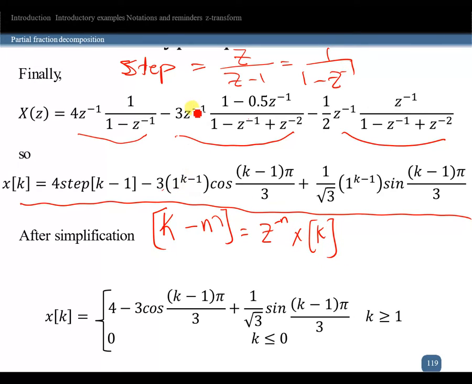Here you have the z⁻¹. That means all of the system that has a z⁻¹ will be shifted by k − 1. Here it was 1^k. Here will be 1^(k − 1). Here it becomes the cosine of theta k, where k becomes k − 1. The same as for the sine, because of this part.